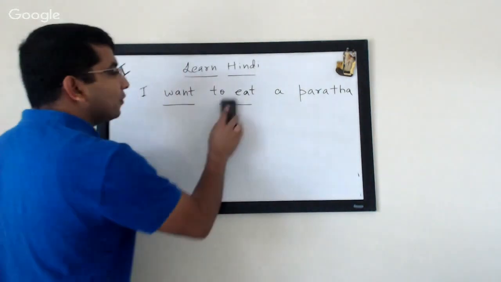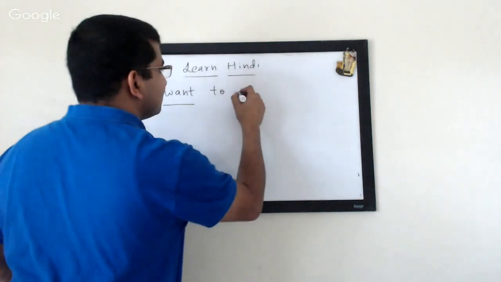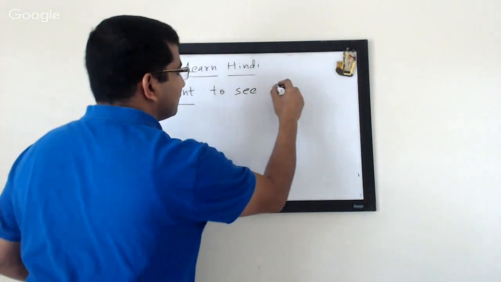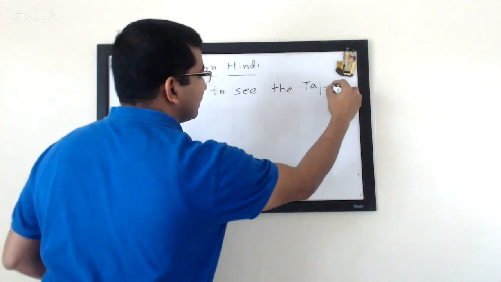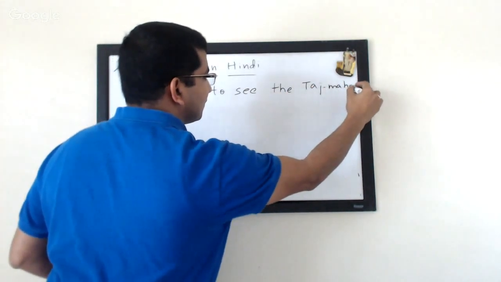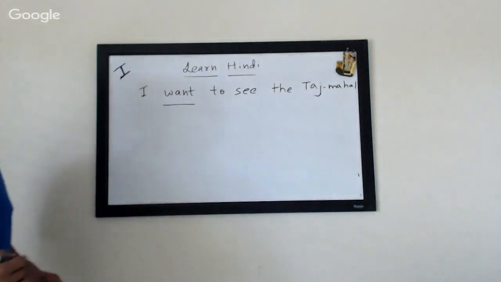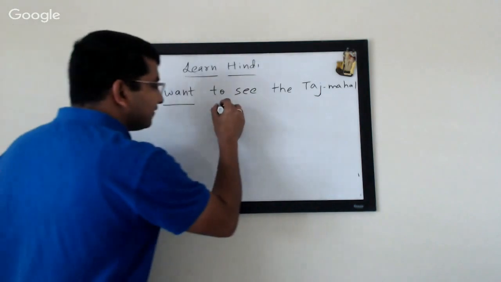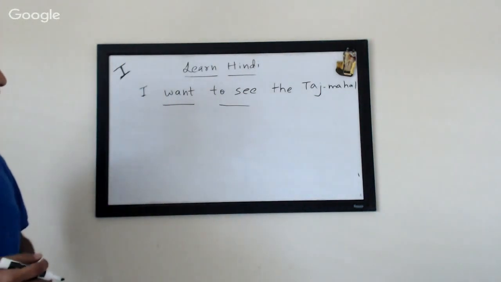Next one is I want to see. I want to see the Taj Mahal. Okay. This time let's try to be a little bit faster. So that way, it'll come quickly to you.